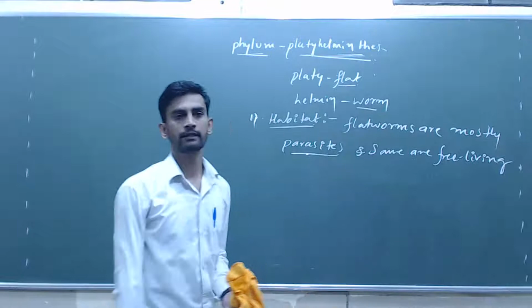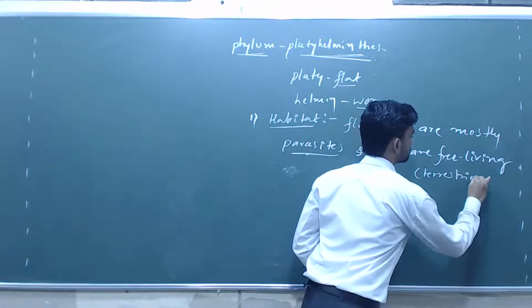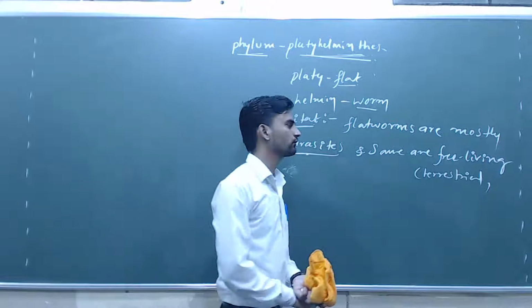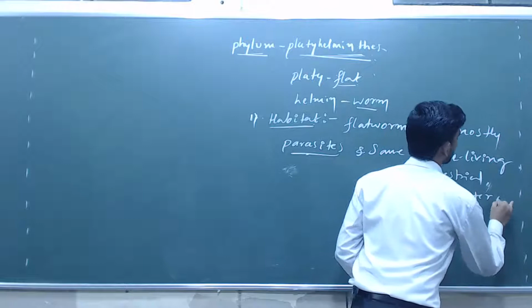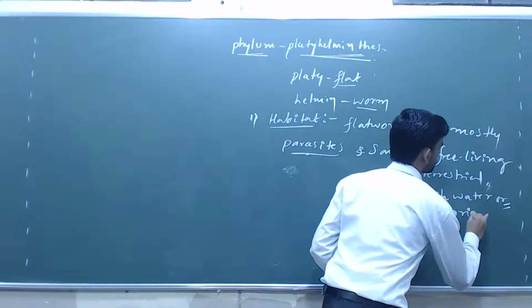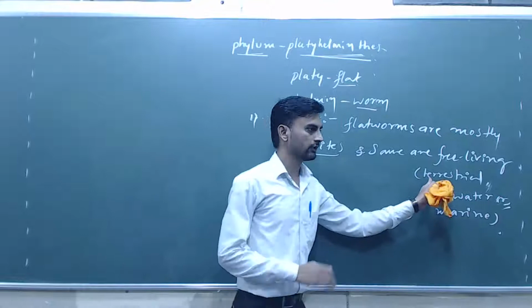Free living means either terrestrial. You already know that the animal which lives on the land surface is terrestrial. Some are terrestrial, or some are freshwater forms like planarian, or some flatworms are marine inhabitants. Free living means different animals sharing different habitats. Some are terrestrial on the land surface, some are freshwater forms, and some are marine in habitat.